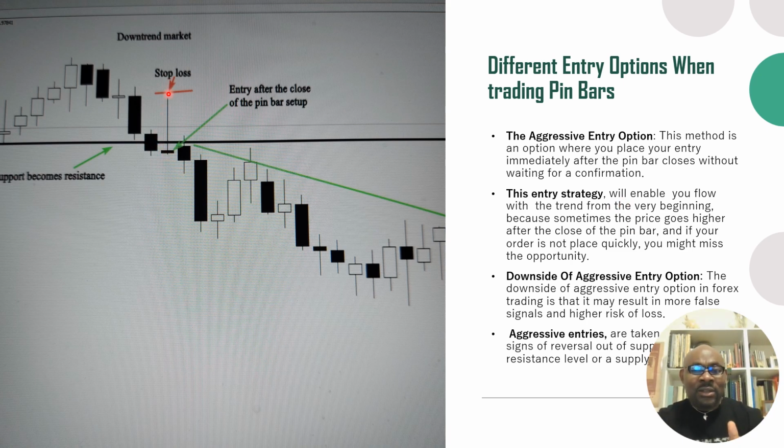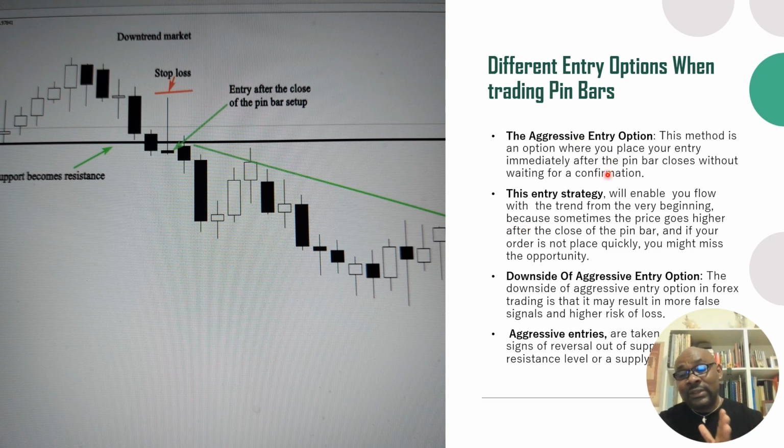You see the pin bar. Now there was a rejection. Immediately this pin bar closes, you place your entry. That is an aggressive entry option. We have people who will wait for another confirmation before they will enter. But you have those who choose to use this strategy to get into the market immediately without wasting time. By the time they see a pin bar, as soon as that pin bar closes, because the pin bar signifies a rejection of price, they will just get into the market and place their trade. This entry strategy will enable you flow.